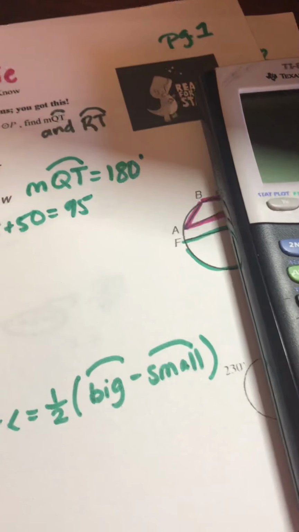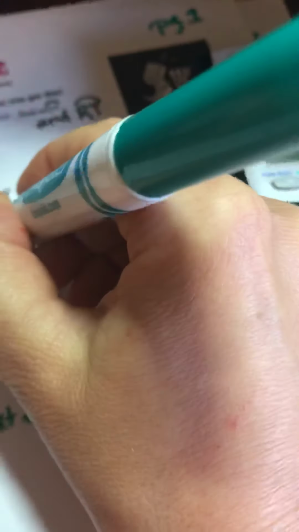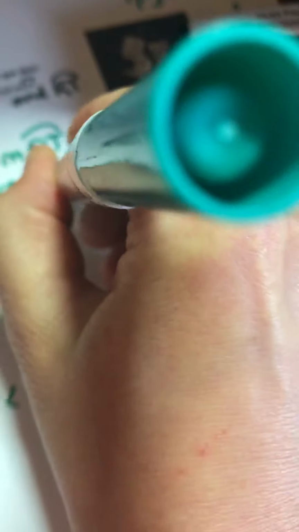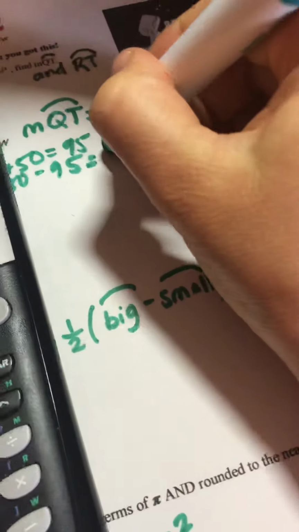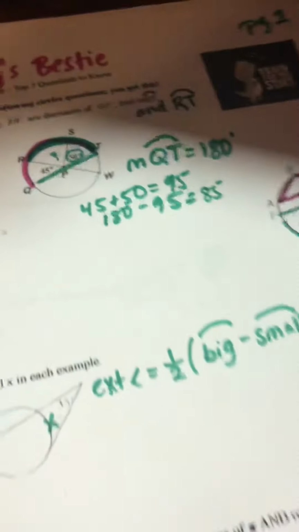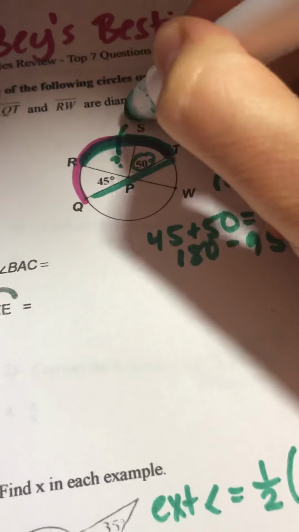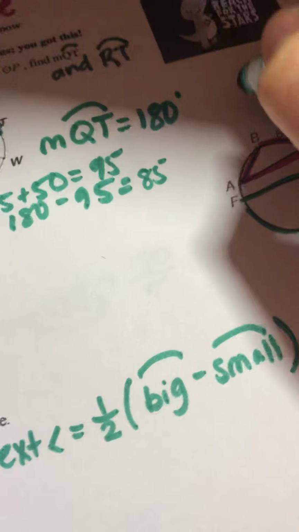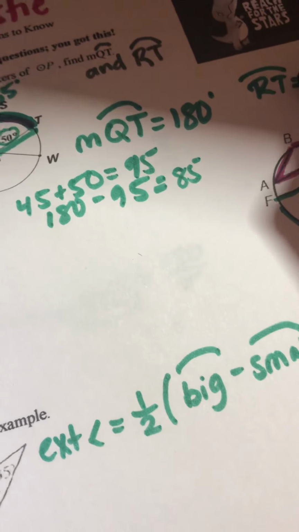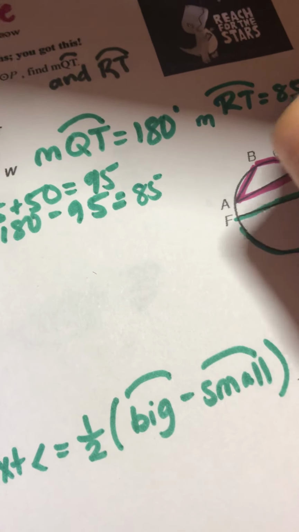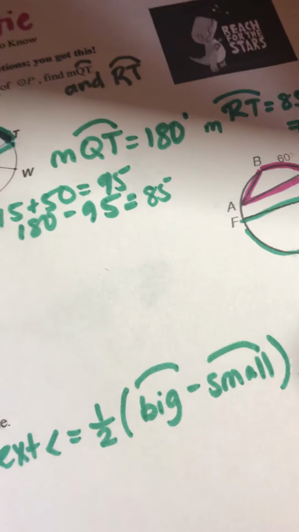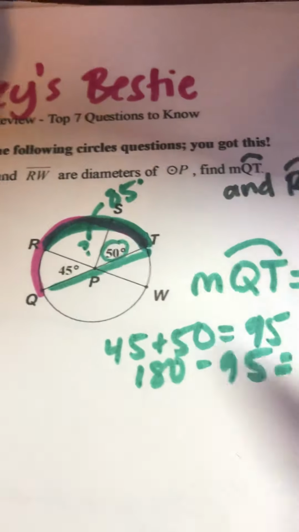Since we know this whole thing is 180, I'm going to do 180 minus 95, which is going to give me, hold on, I just want to make sure I do this math right for you guys. Always better to check in your calculator than get it wrong, which is 85. So we know this arc up here is 85 degrees. To figure out R to T, we're going to take 85 and 50, and that's 135. That makes sense because it looks like R to T is bigger than 90.